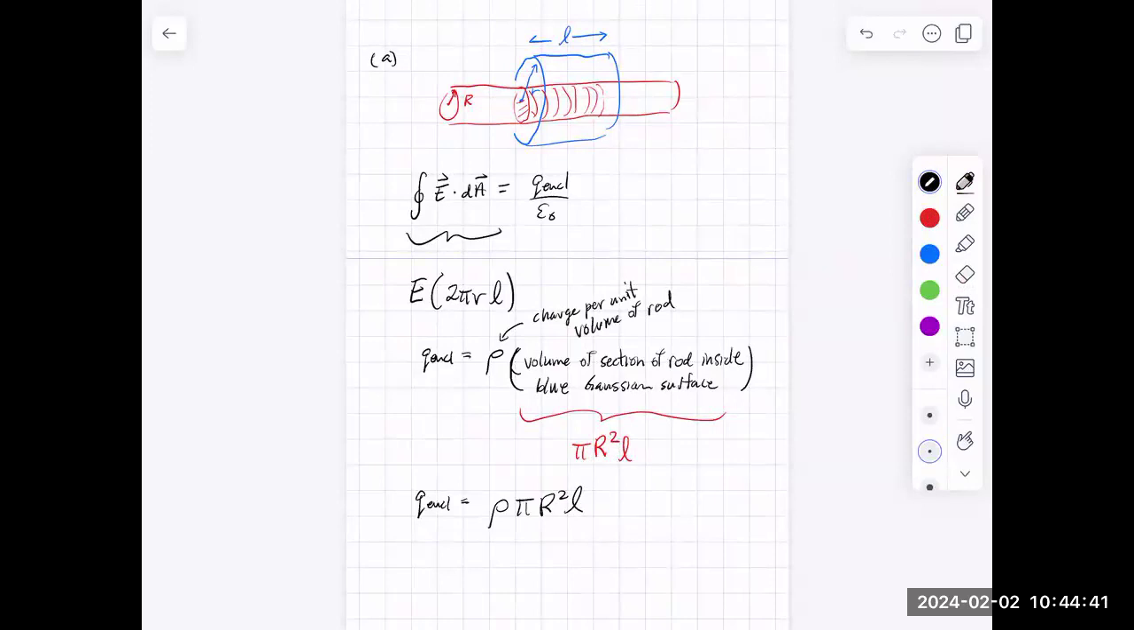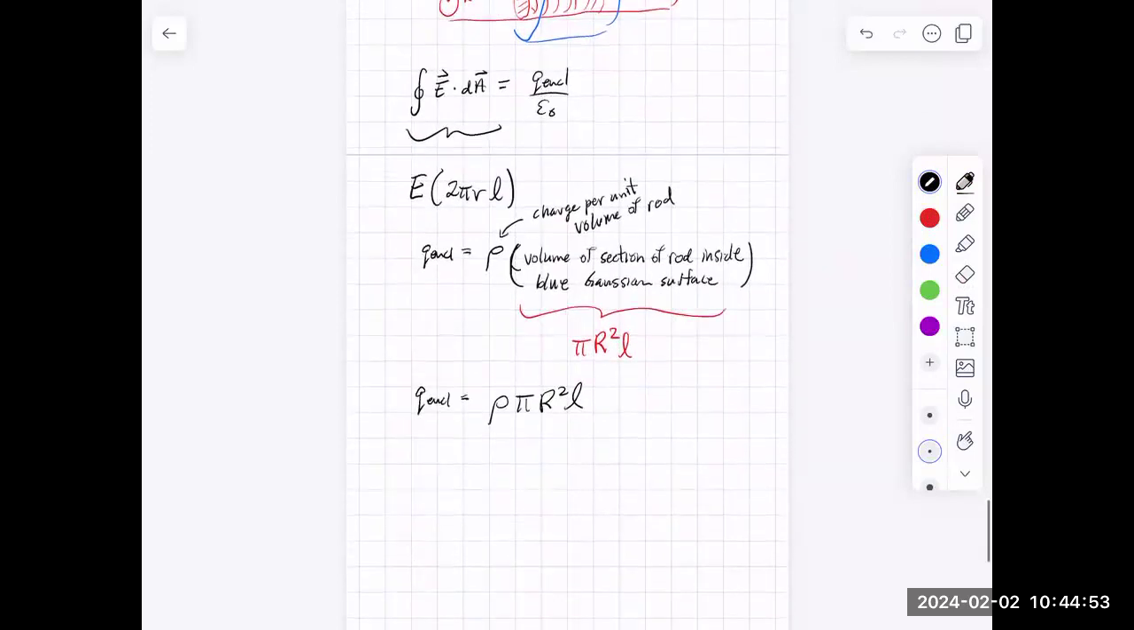So now we've evaluated the integral, we've evaluated Q enclosed, we can equate the left and right-hand sides of Gauss's law, which says that E 2 pi r times L is Q enclosed, which is rho pi big R squared L divided by epsilon naught. So this is Gauss's law.